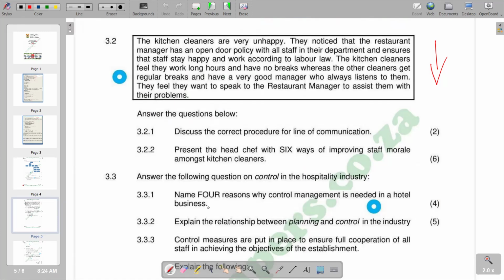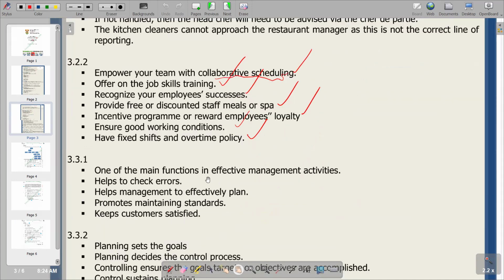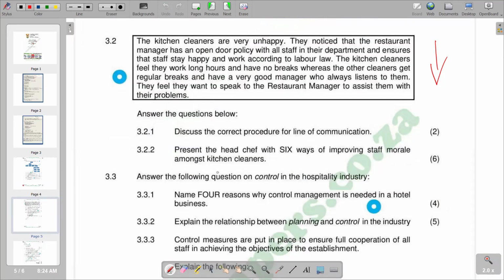So our question requires us to name four reasons why control management is needed in hotel businesses. So these are the reasons that we have. One of the main factors in effective management activities is control management. So that's the first point. Moving on to the next one, it helps to check errors, helps management to effectively plan, promotes maintaining standards and keeps customers satisfied. So that's what we have on that one.